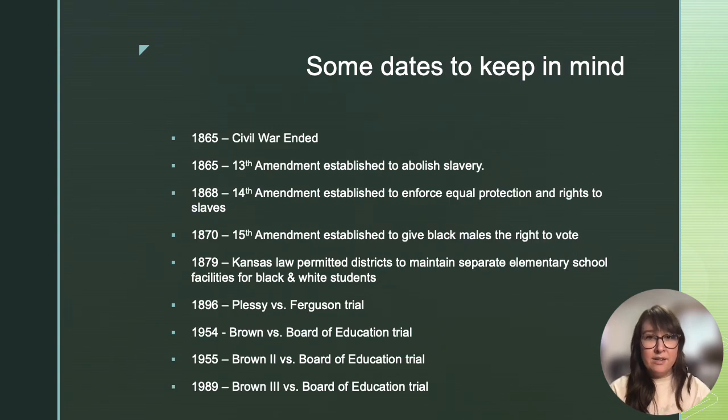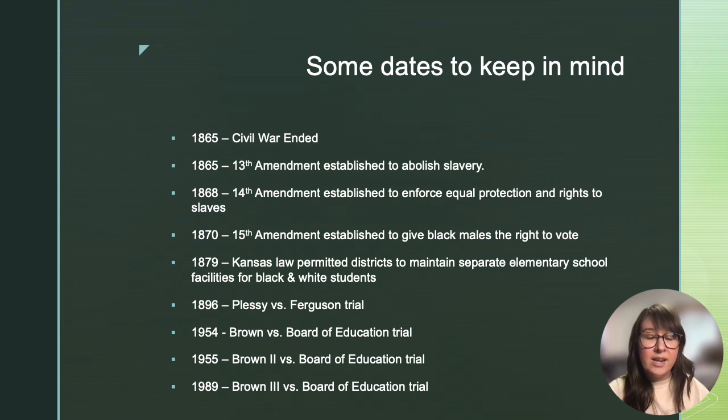Some dates to keep in mind as I go through this presentation: in 1865 the Civil War ended, and it's also when the 13th Amendment was established to abolish slavery. In 1868 the 14th Amendment was established to enforce the equal protection and rights of former slaves. And then in 1870 the 15th Amendment was established to give Black males the right to vote.